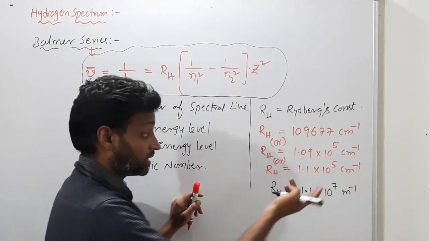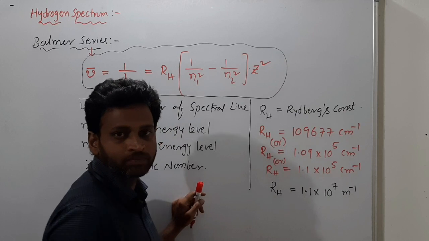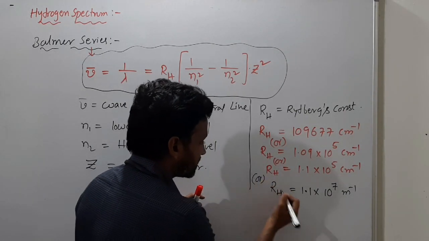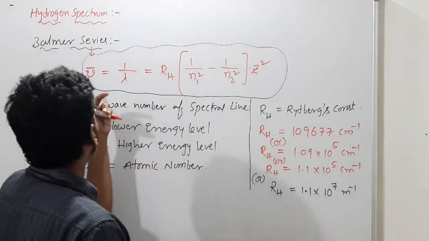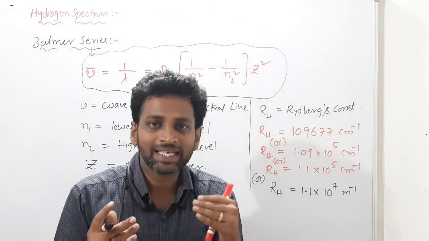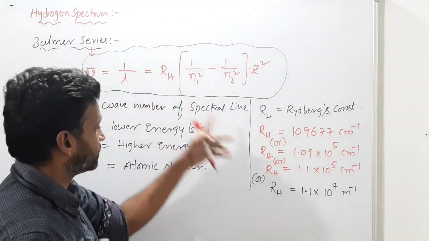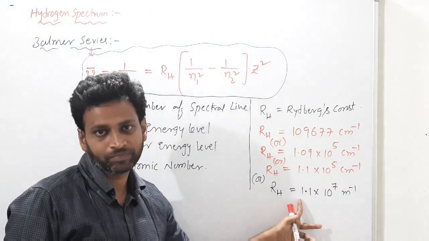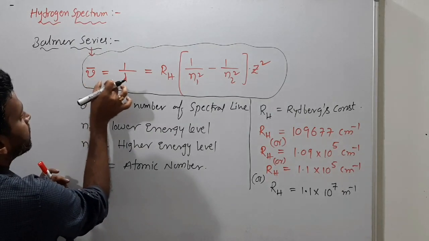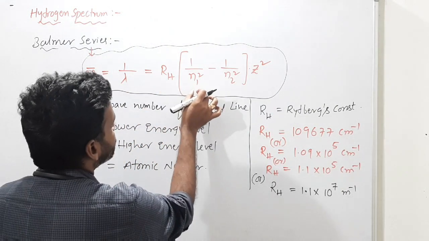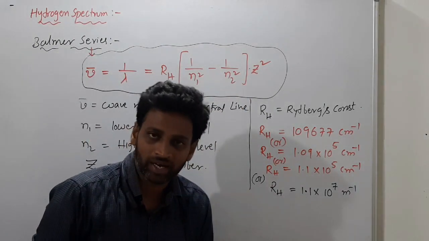1 meter is 100 centimeters, but this is opposite, centimeter inverse and meter inverse. So 10 square is extra here. So I have given the RH value here and here. Why did I give two RH values? Suppose in the exam they ask to calculate wave number in meter inverse, then we have to consider this RH value. Understanding? What is the formula you have? Nu bar is equal to 1 by lambda is equal to RH into (1 by n1 square minus 1 by n2 square) into Z square.